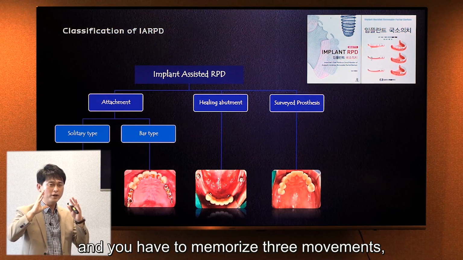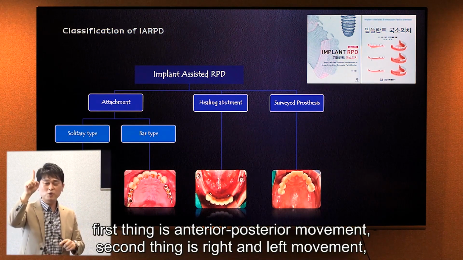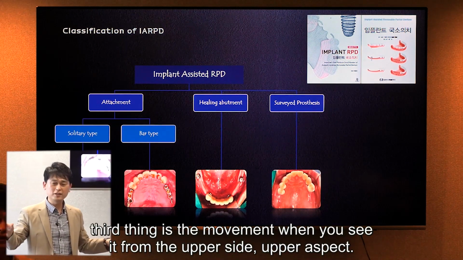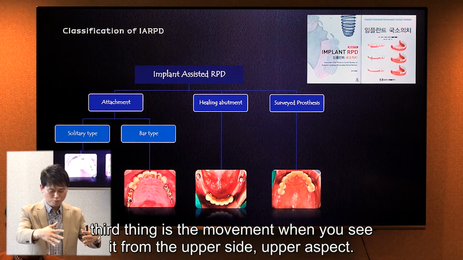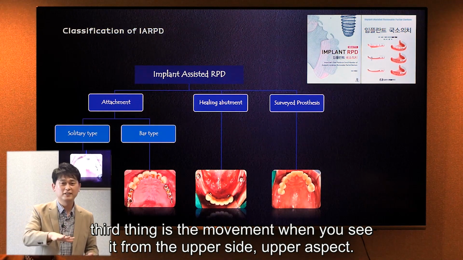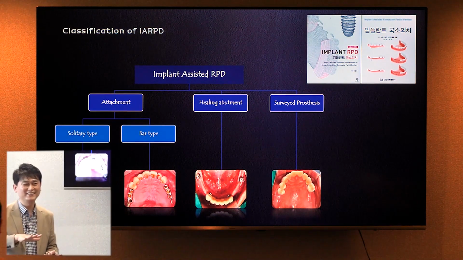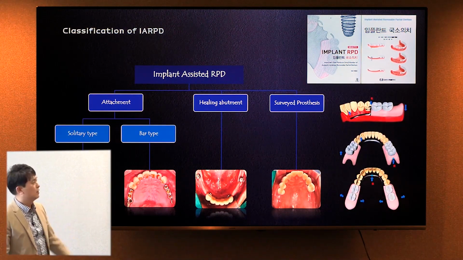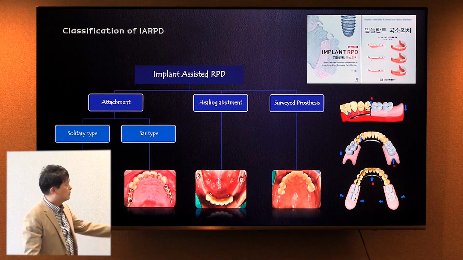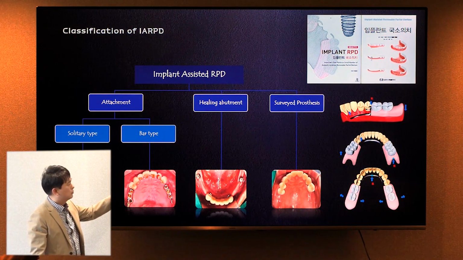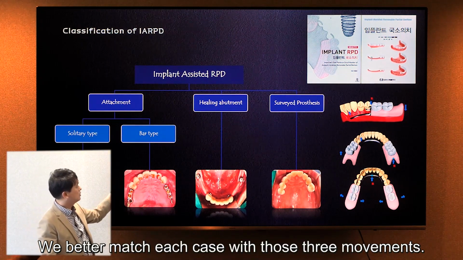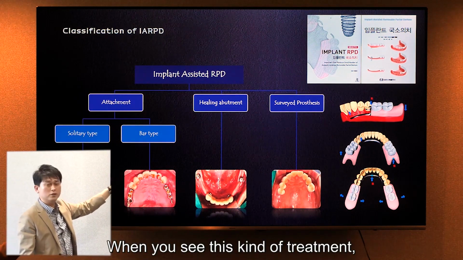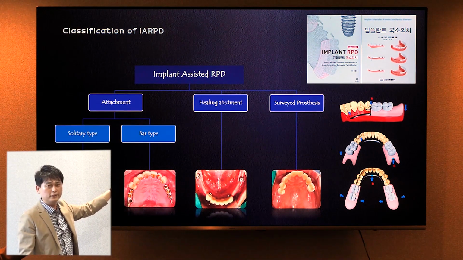And then you have to memorize 3 movements. The first one is anterior posterior movement. The second is the right and left movement. The third is the movement when you see the upper aspect, right? Three kinds of movement. So we have a better matching in each case with the three movements. So when you see this kind of treatment, yes.